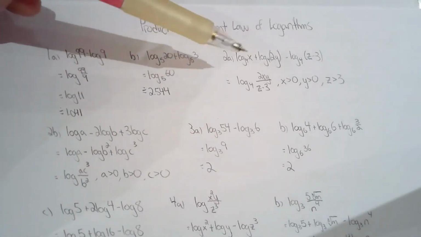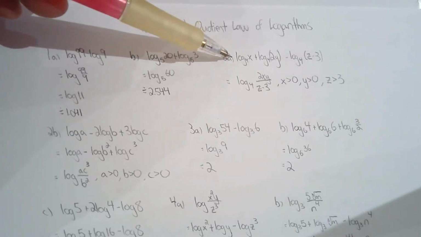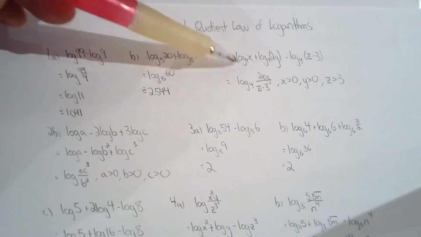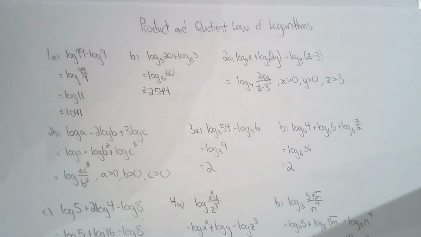Number 2, simplify each algebraic expression, state restrictions on the variable. So just simplify it to a single logarithm using the product law of logarithms or quotient law of logarithms. For 2b, I had to use the power law of logarithms as well, in addition to the product and quotient law of logarithms. Stating the restrictions, just make sure the arguments are positive.